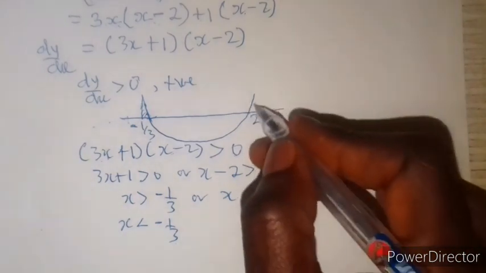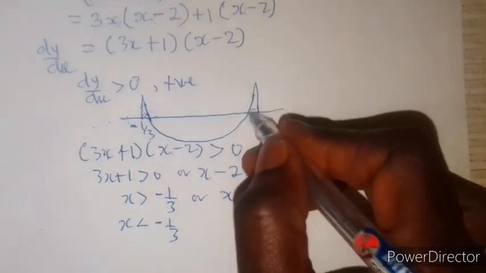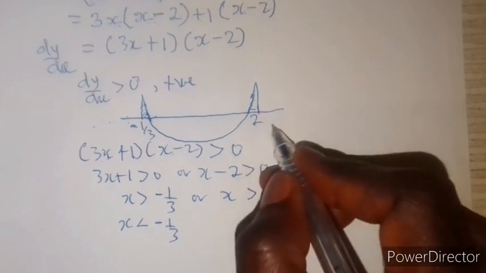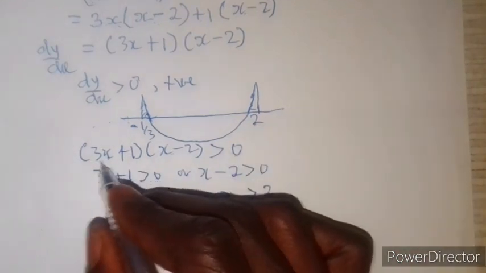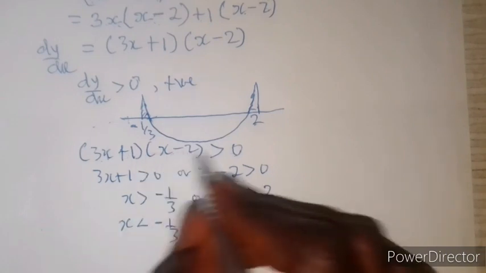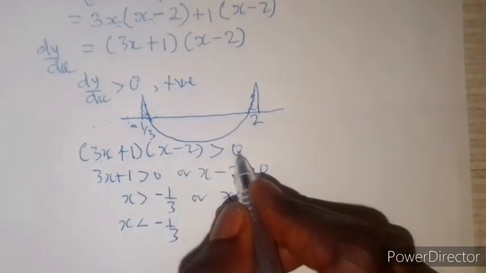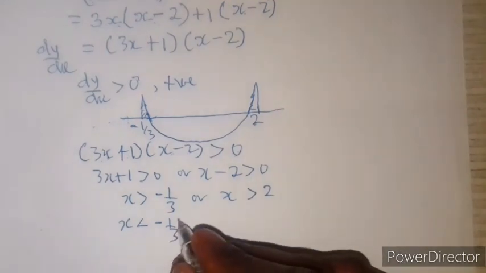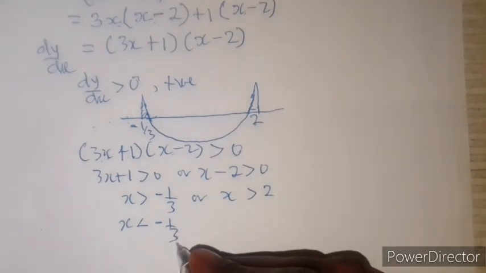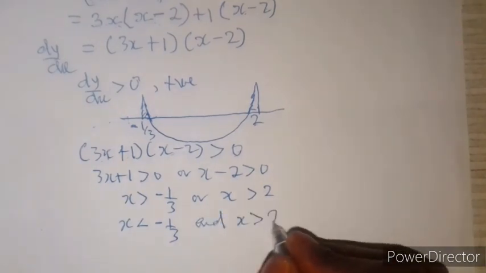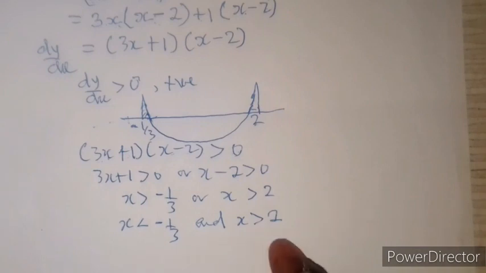Now coming to this side, if you take all the points that are above 2, let's say 3 for example, plug it here. 3 times 3 is 9 plus 1, 10. 3 minus 2 is 1. 1 times 10 will give us a number that is greater than 0. So which means that x is going to be less than minus 1 upon 3 and x is going to be greater than 2. So this is going to be the solution to this problem.